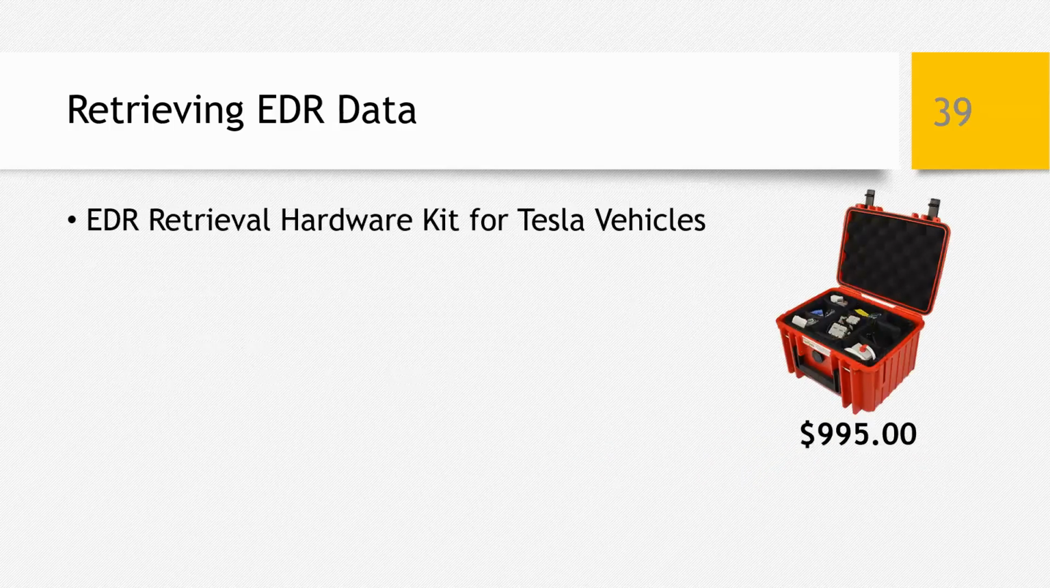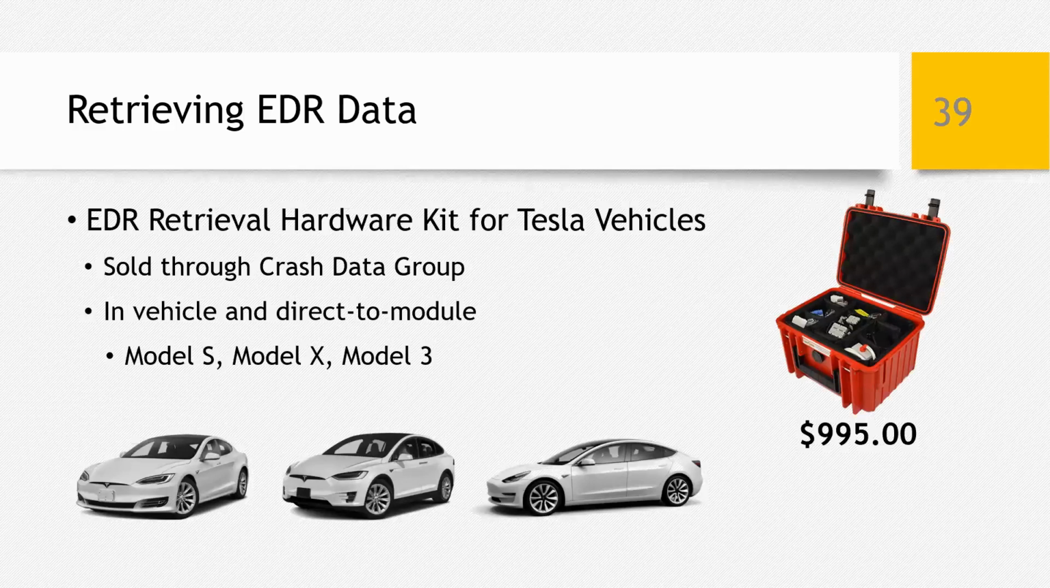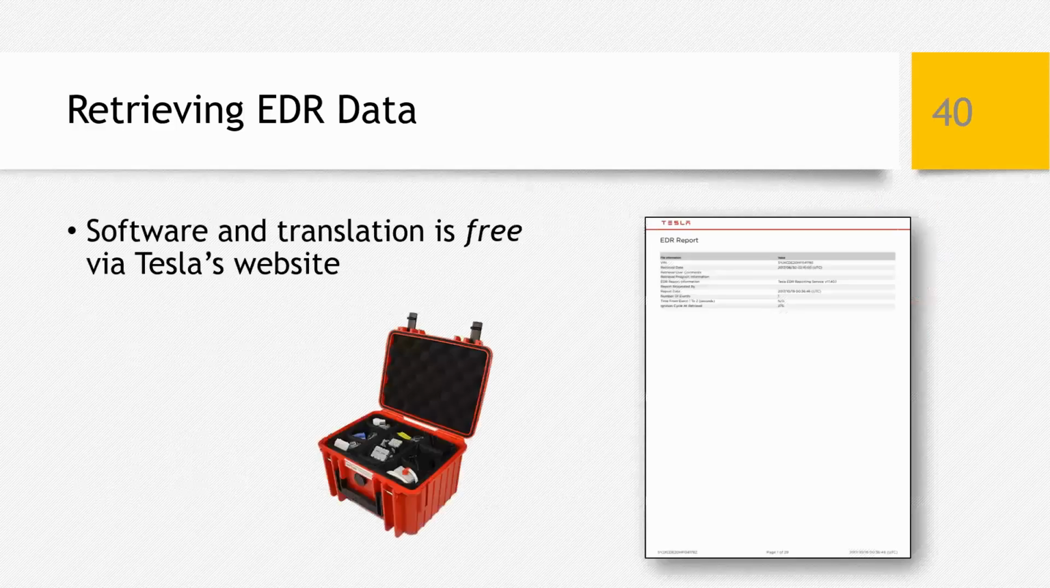Tesla EDR retrieval capability became available just last year. The hardware kit sells for $995. It also is available through Crash Data Group. It contains all of the hardware needed to download any Model S, Model X, or Model 3 Tesla, both by the in-vehicle connection and direct-to-module.